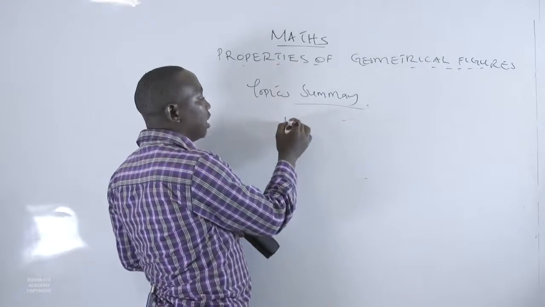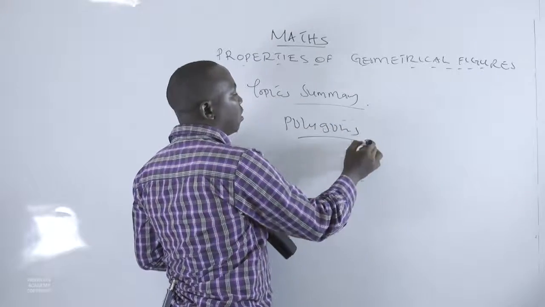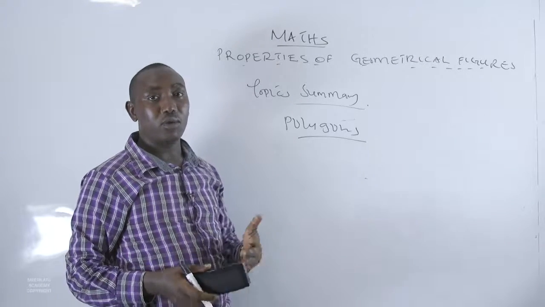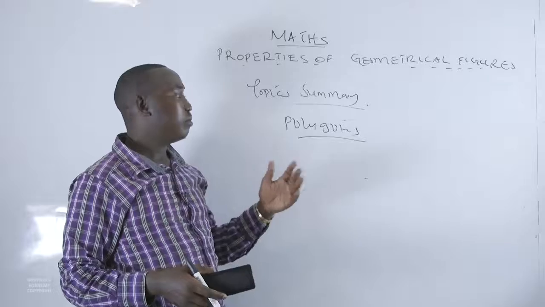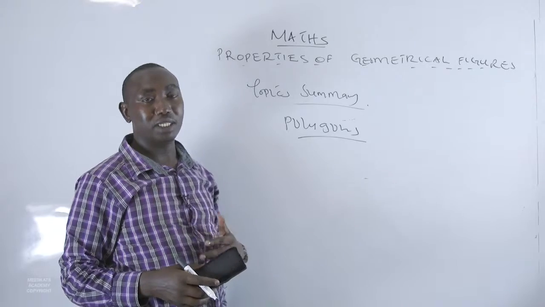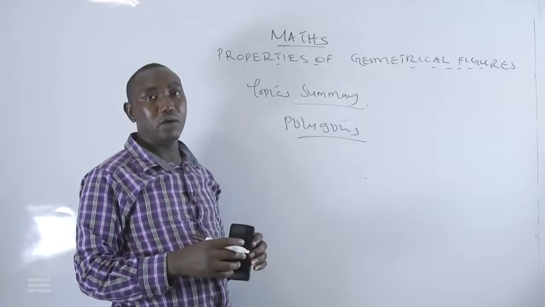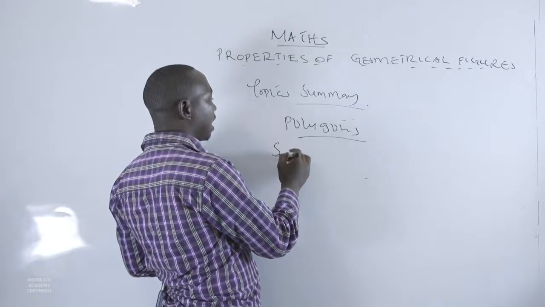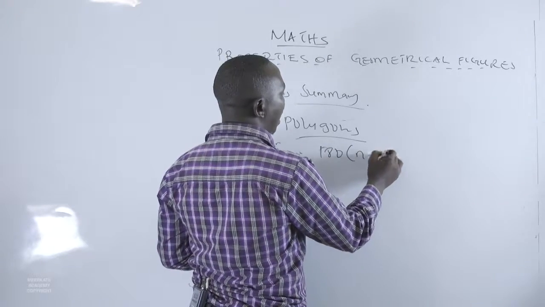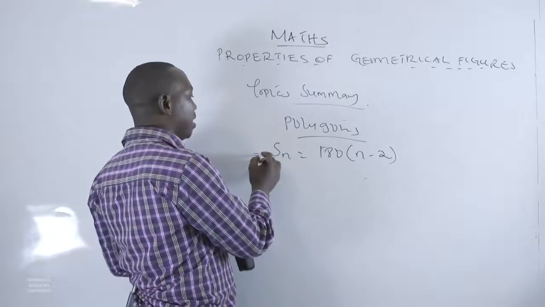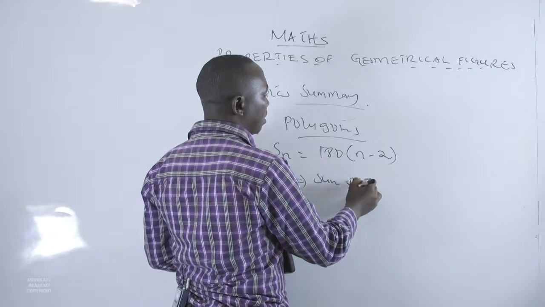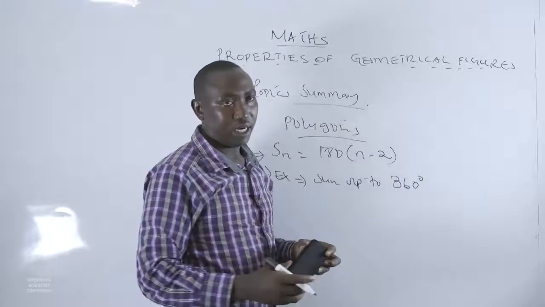We looked at polygons, where we said that a polygon starts from a triangle which has got 3 sides up to n sides. The most important thing about a polygon is the sum of interior angles and also the sum of exterior angles. We said that for a regular polygon of n sides, the sum of interior angles will be given by 180 into n subtract 2, while exterior angles of all polygons sum up to 360 degrees.